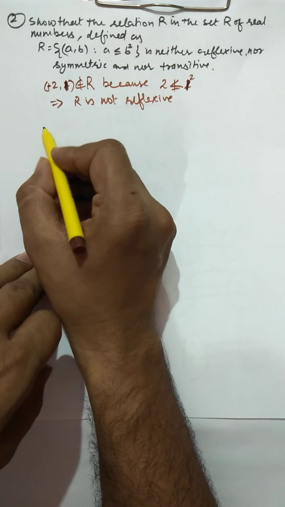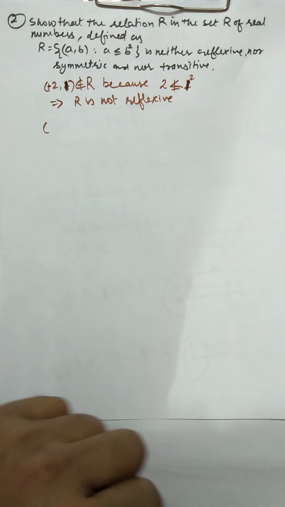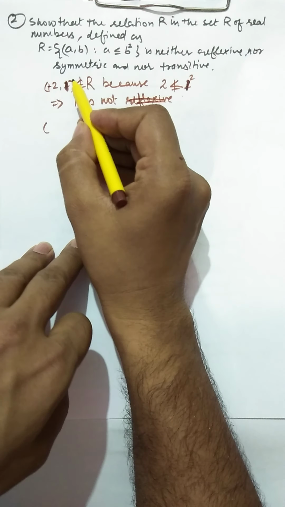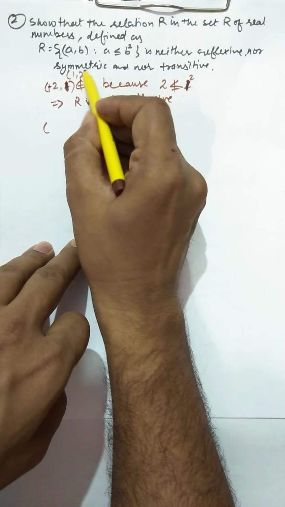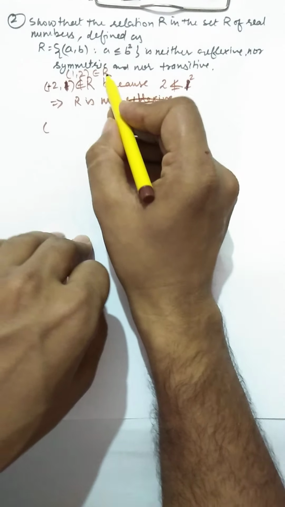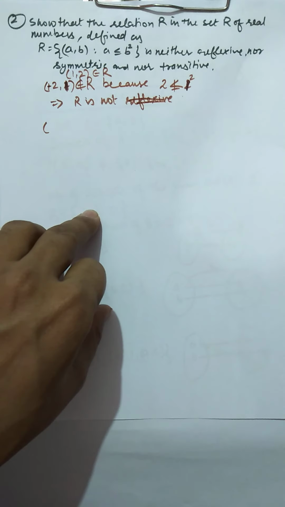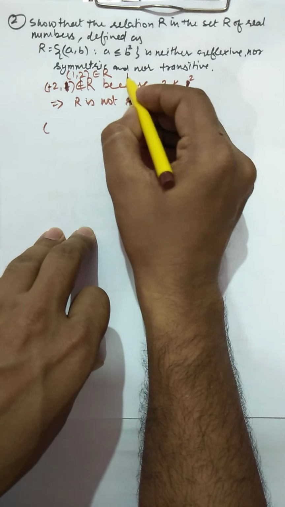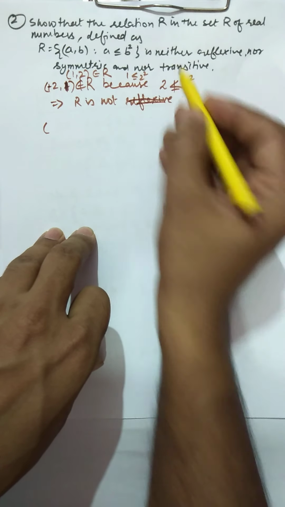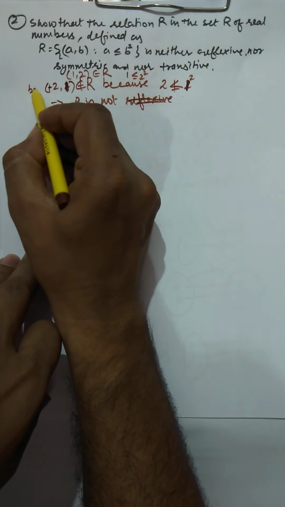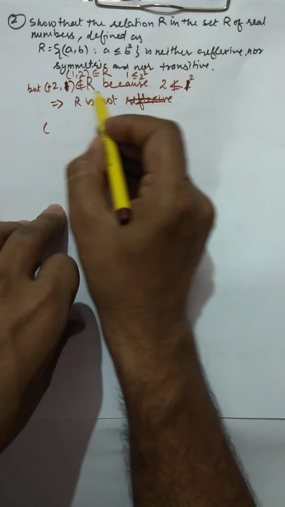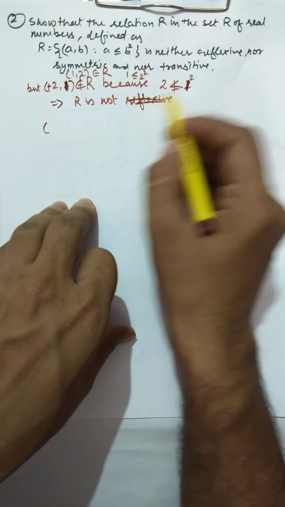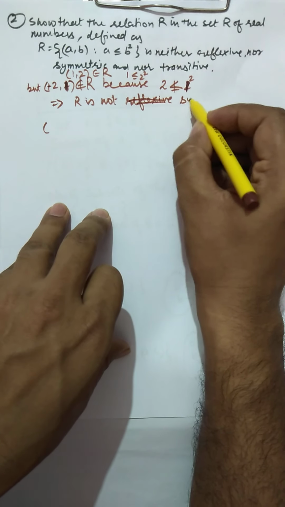Now next one is, let's say, now we start from this (1, 2) belongs to R. You can see because 1 is less than or equal to 2 square, but (2, 1) does not belong to R, because 2 is not less than or equal to 1 square. So we say R is not symmetric.